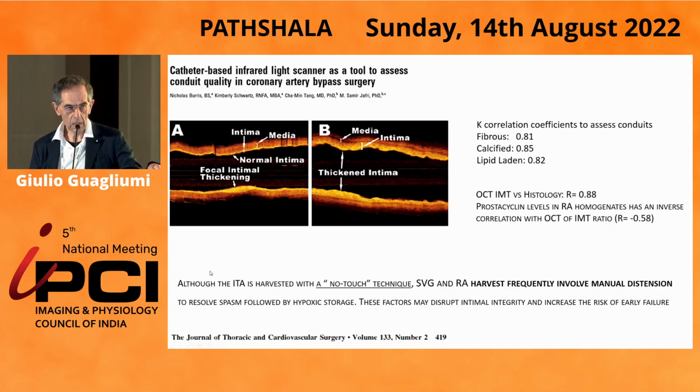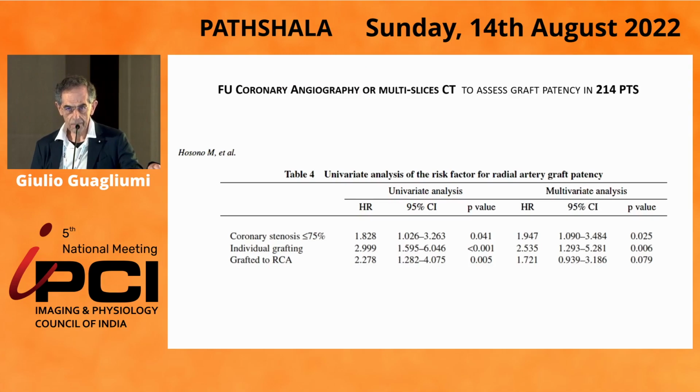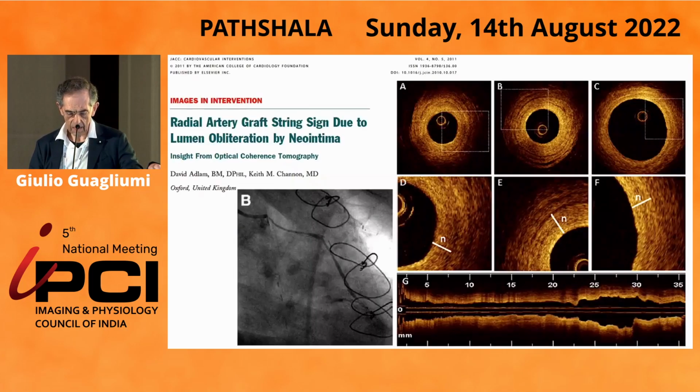So what we know in terms of preparation is that while the internal thoracic artery is harvested with a no-touch technique, saphenous vein graft and radial artery harvests frequently involve a manual distension to resolve a spasm, followed by hypoxic storage. This factor might disrupt intimal integrity and increase the risk of early failure. And early failure is normally when you have a less significant stenosis in the graft vessel, but it was not this case. It was subtotally occluded when it was grafted, or also when you graft the right coronary artery.